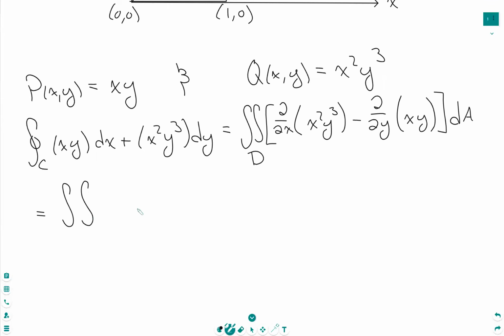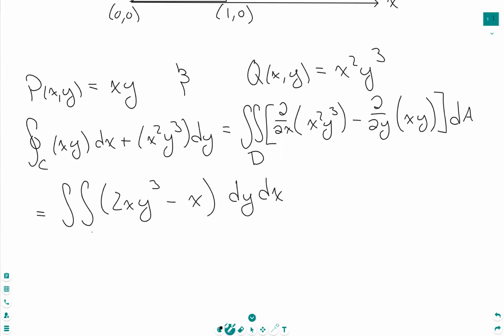So let's figure out the integrand first. We take an x integral here, and we get a 2x times a y cubed. And then we're subtracting the y derivative here, so this is just minus x. Let's do dy dx as our integration order.